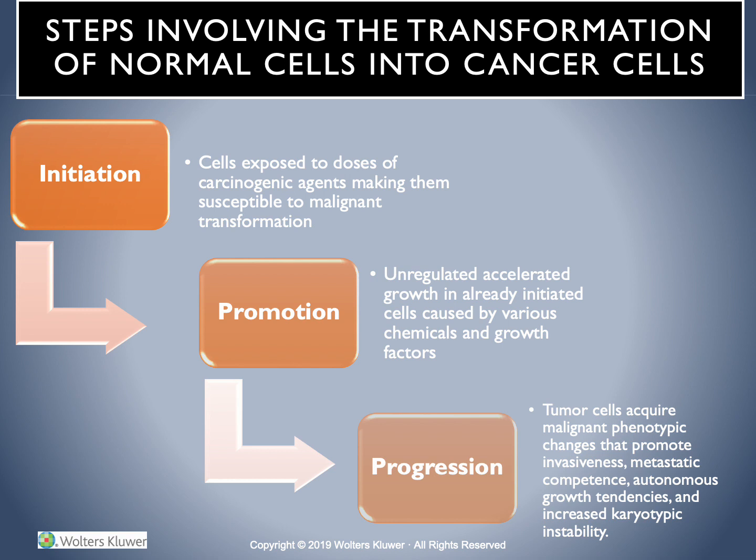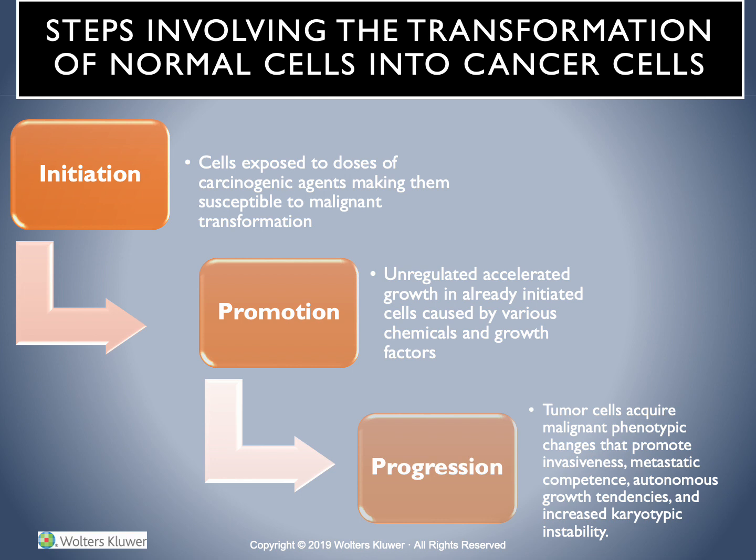The transformation of normal cells into cancer cells involves a series of steps, referred to as the cancer development process, or carcinogenesis. The steps include initiation, promotion, progression, and then metastasis. Initiation is the first step in carcinogenesis. It involves the introduction of genetic mutations or alterations in the DNA of normal cells. This can be caused by various factors such as tobacco smoke, radiation, or chemicals.